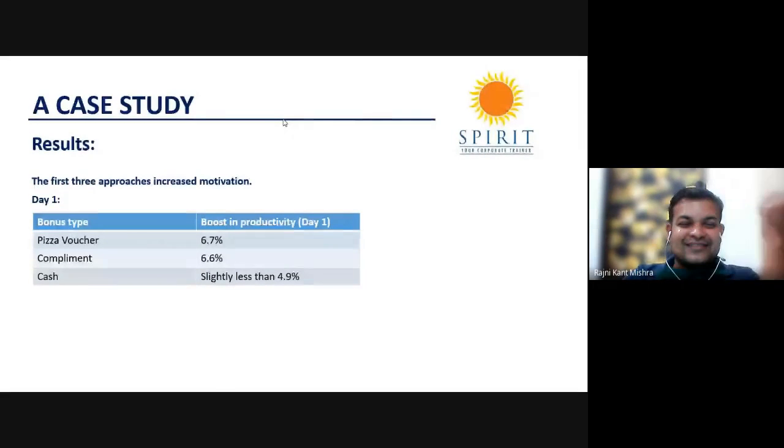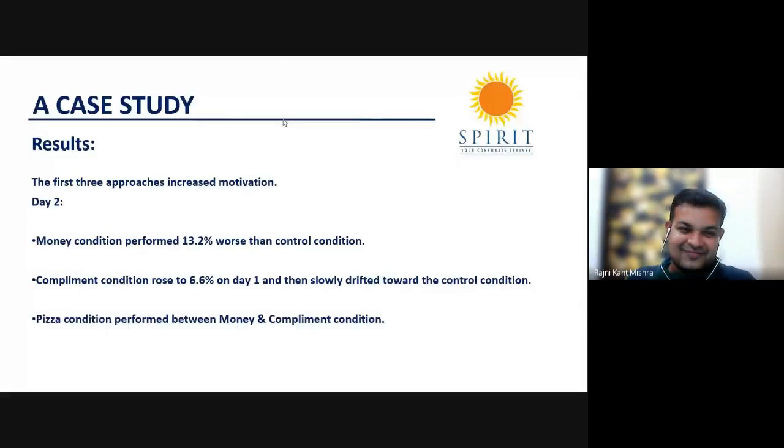So what happens second day? This is where it gets interesting, you know. The first three approaches again increased motivation. Okay. On day two, what happened? Money condition performed 13.2% worse than control condition. See, this is where it gets worse, and I would like to highlight that. What happens is money condition starts performing worse than control condition. What was control condition? Control condition was the condition wherein there was nothing given to the employees.